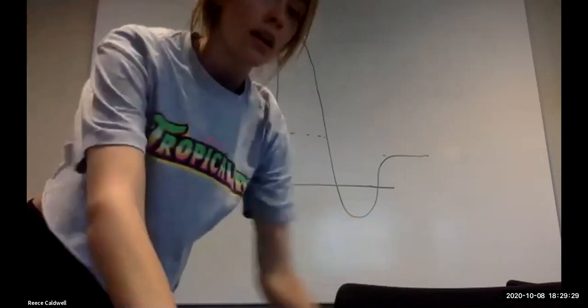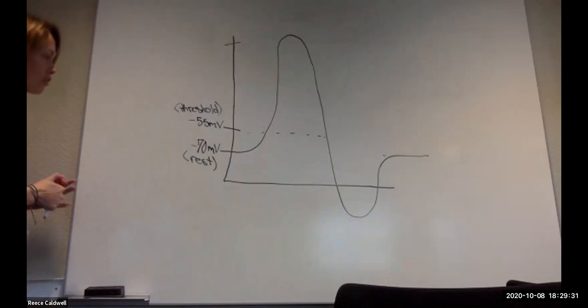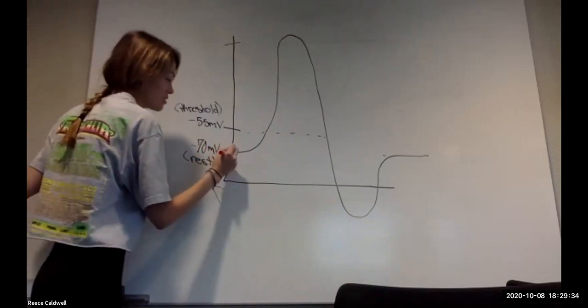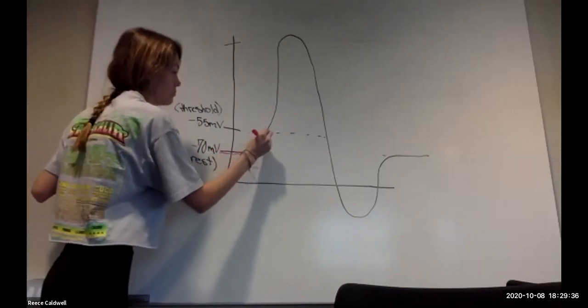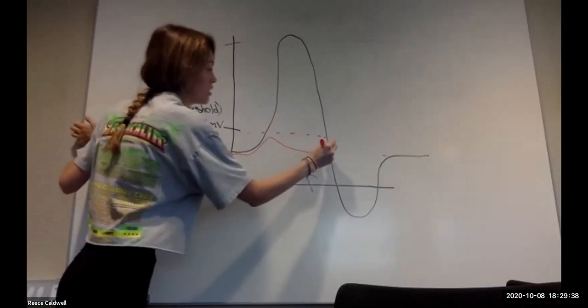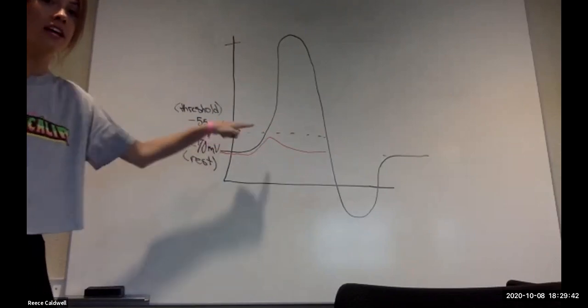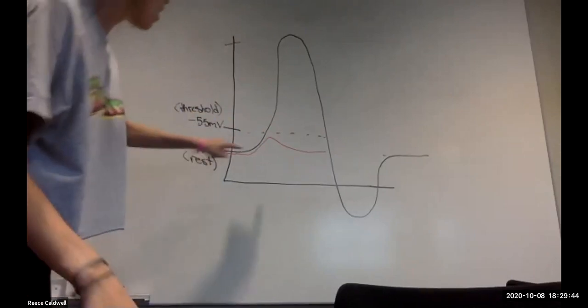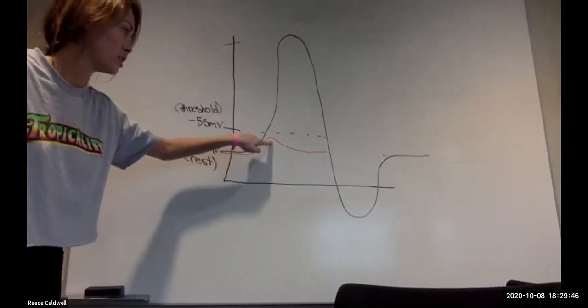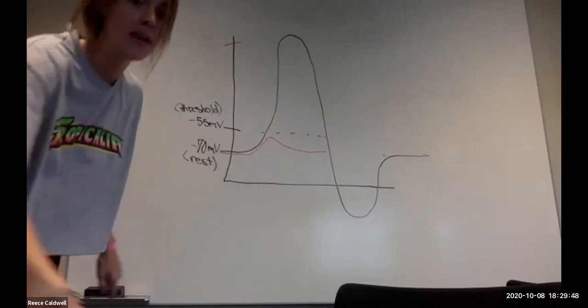Let's say a mosquito landed on my arm. So we're sitting here at rest, mosquito lands on my arm, not strong enough to hit threshold, returns to rest. So if it's strong enough, it'll hit threshold. If it's not, it won't. So if it doesn't hit threshold, it'll just return right back to rest.